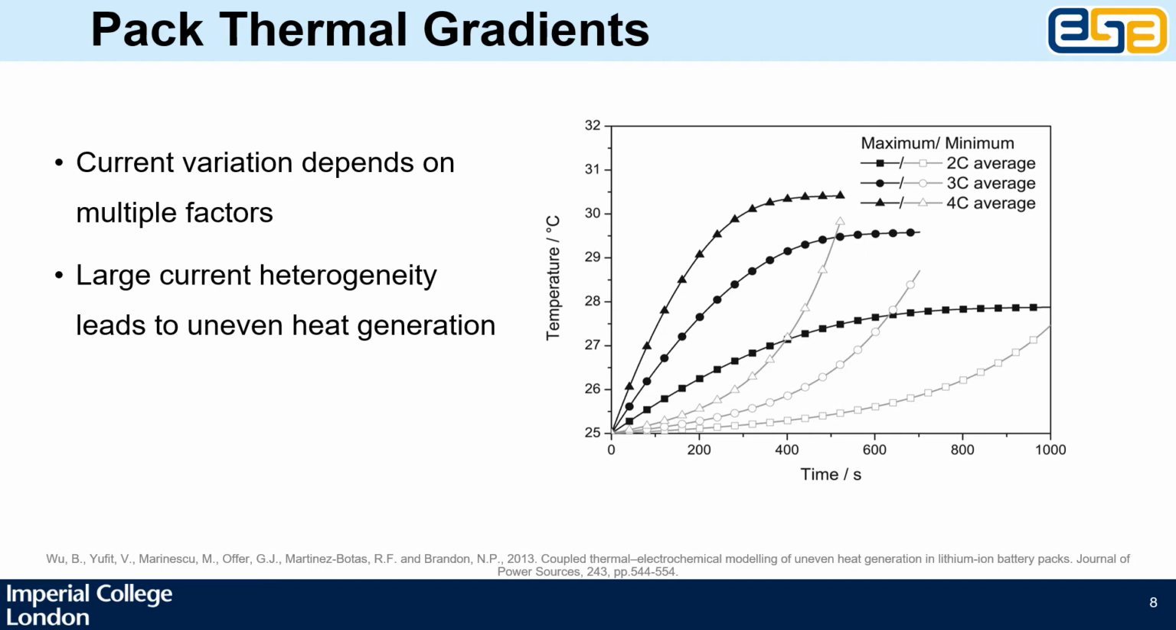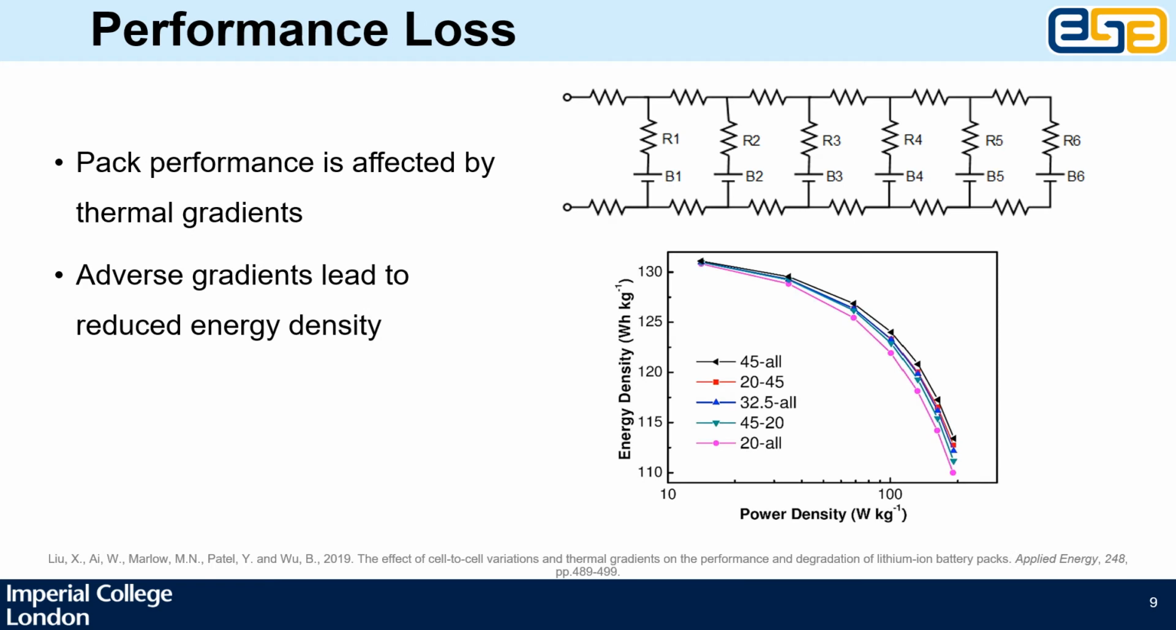However, in this case, this means that certain cells within the string will be spending extended times at higher mean temperatures, which will lead to accelerated degradation. Thermal gradients will also affect pack performance, in this case simulated for a 6p pack.